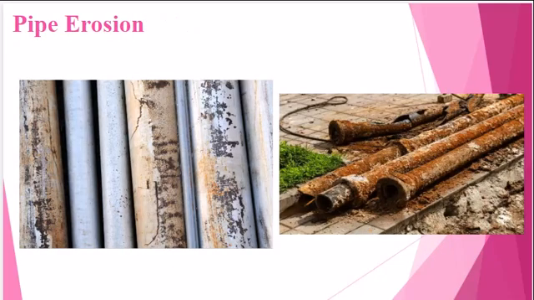Pipe erosion. Pipe erosion in steam systems results from high-speed steam or condensate flow, which wears down pipe surfaces.